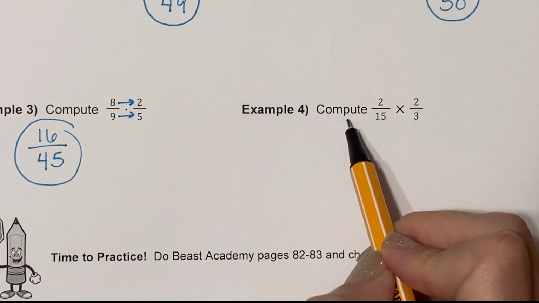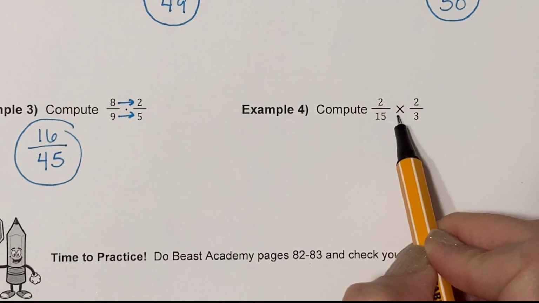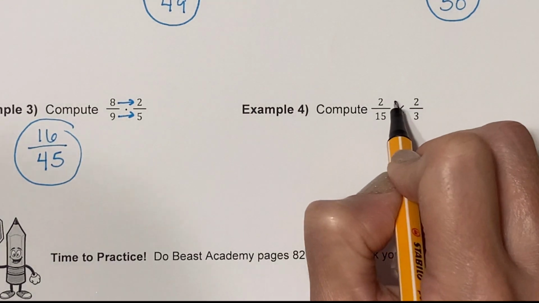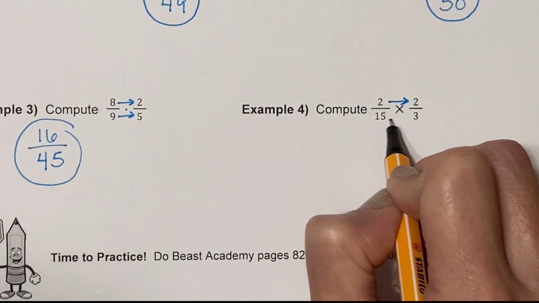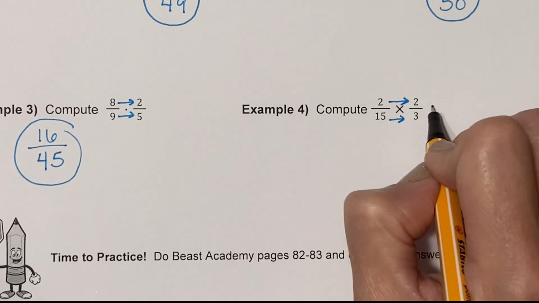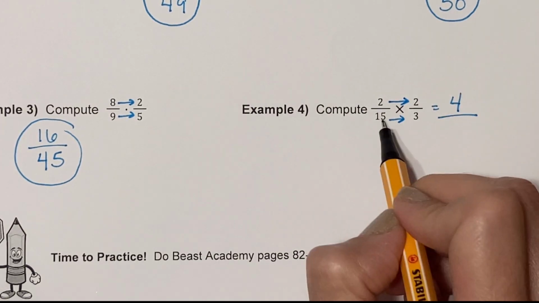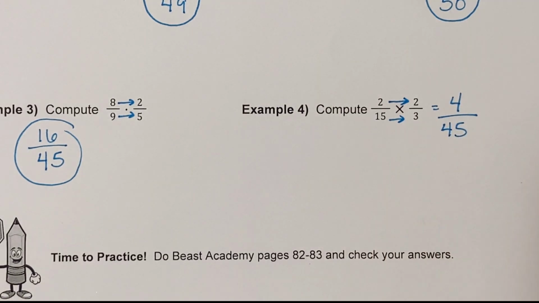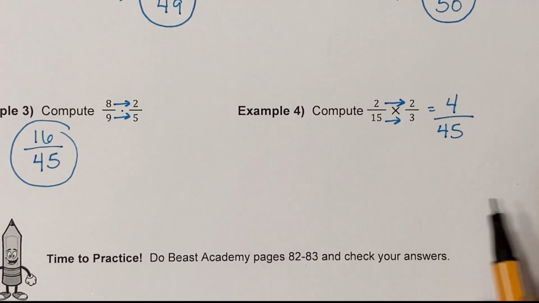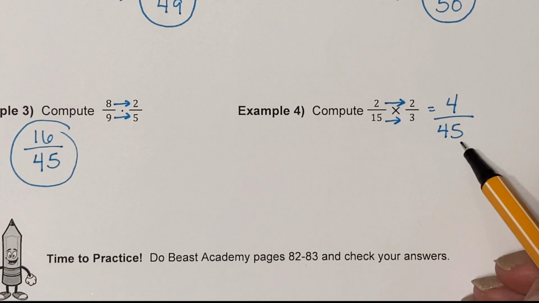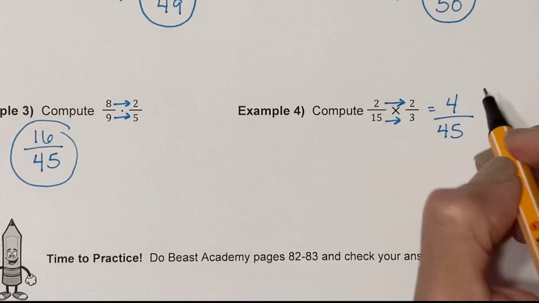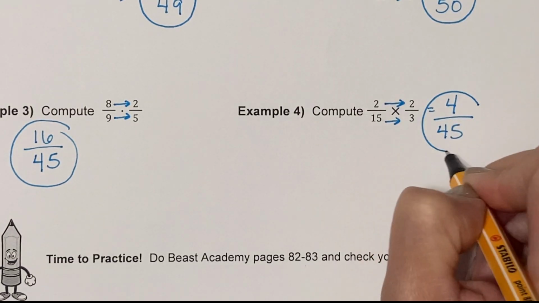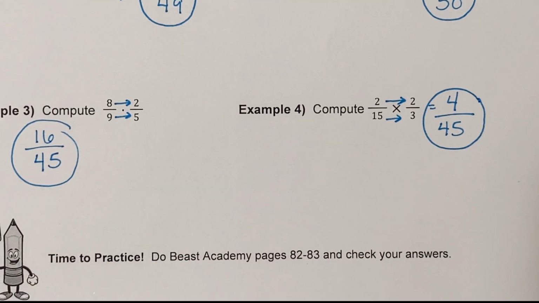Last one, compute 12/15 times 2/3. Again, we're going to multiply straight across. 2 times 2 is 4. 15 times 3 is 45. And always ask, can I reduce 4/45? Nope, they don't have any common factors. So that is my final answer.